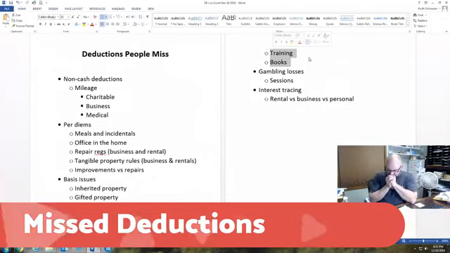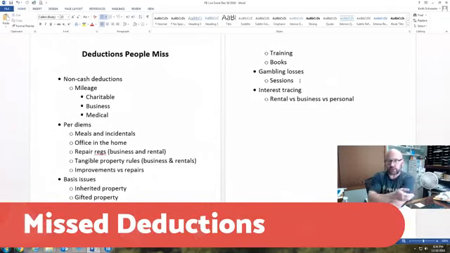Gambling losses and sessions. I'm just going to tell you, read the blog post. I will put some of these links at the end of this presentation. I'm going to drop some links in this so you can review some of this. Gambling sessions. If you do some gambling casually, it can be a real big problem. It's getting worse because of the tax law changes and because the standard deduction is higher.